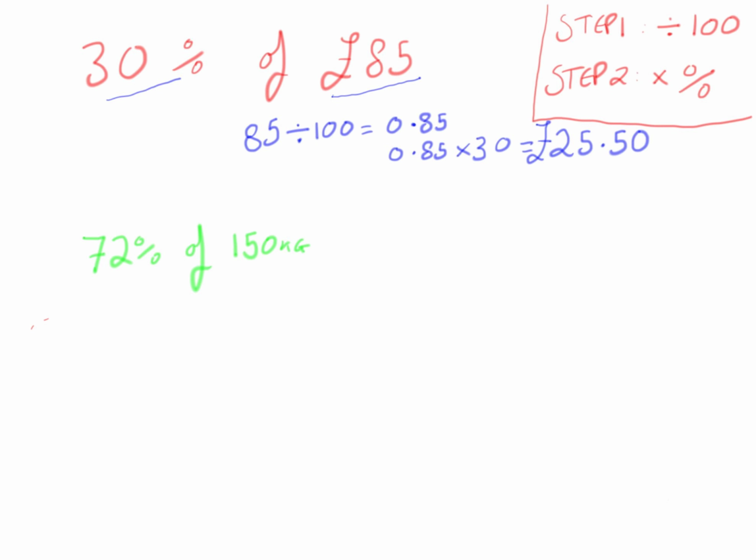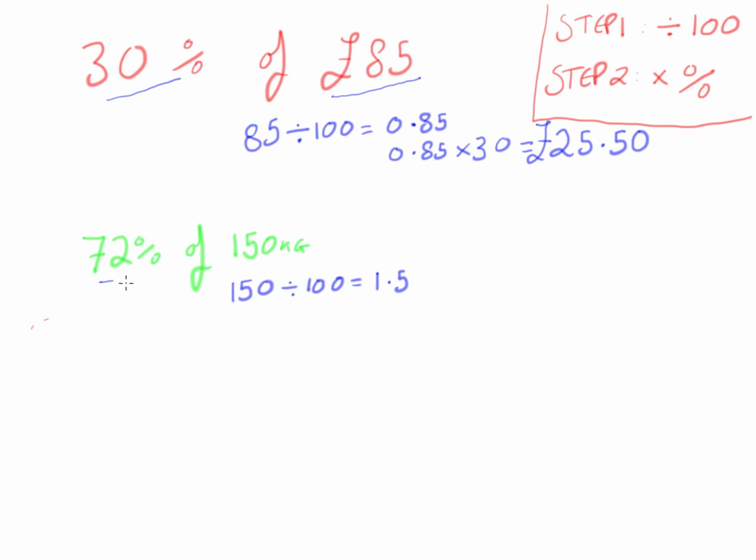So we'll stick to the same method. First of all, step 1, we need to divide by 100. So we'll take our weight, the thing we want to find the percentage of, and divide it by 100. Once again, just to remind you, this is because we want to find 1%. We want to split it into 100 pieces and find what 1% is worth. And in this case, 1% is worth 1.5 kilograms.